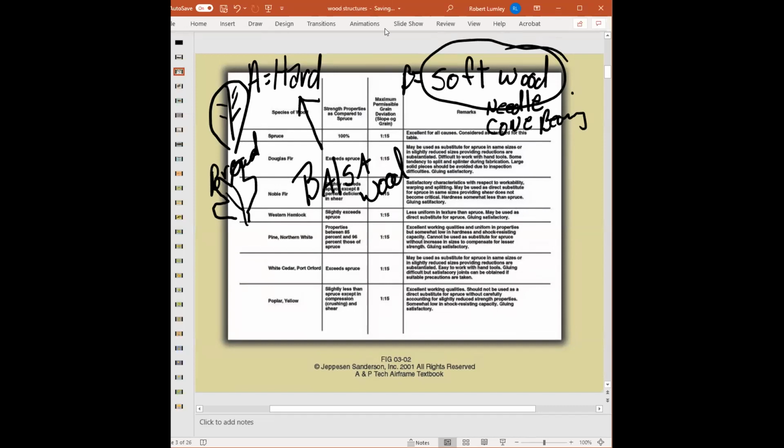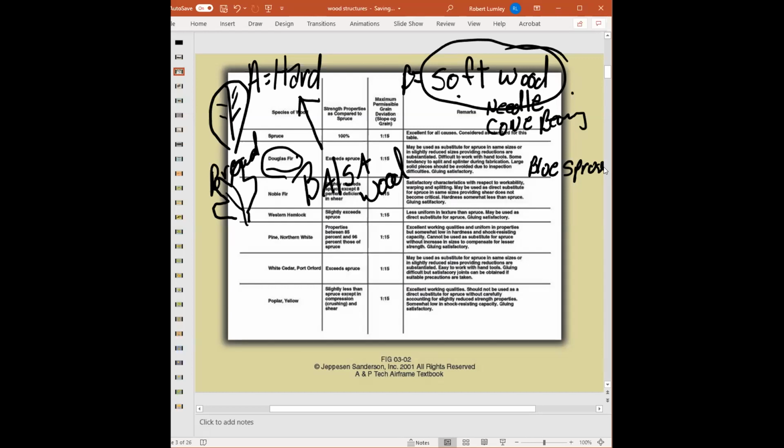Because anybody know Christmas trees? One of the favorite types of Christmas trees out there is called a blue spruce. Okay. A Douglas fir is also a tree that's used for Christmas trees. It's a softwood. Anything that says fir or pine, guess what? They're all classified as softwoods.